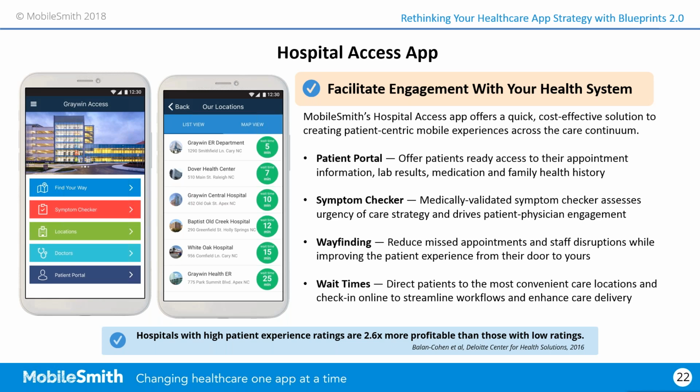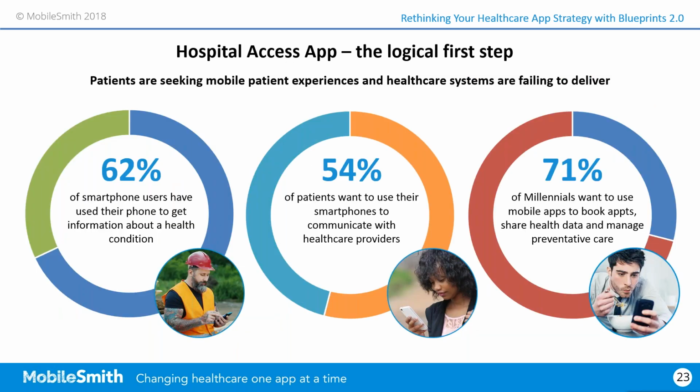And what we've seen is using apps like this, we see huge dramatic increases in patient experience, HCAP scores, and that benefits your bottom line, right? 2.6 times more profitable if you have 75th percentile HCAP scores as compared to 25th percentile HCAP scores. So high patient experience versus low patient experience, 2.6 times more profitable. And so this is a logical first step. Why is it? Because these statistics here, smartphone users want to get information about their health condition, 62%.